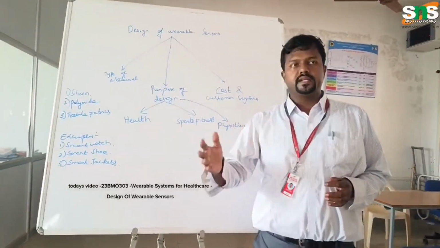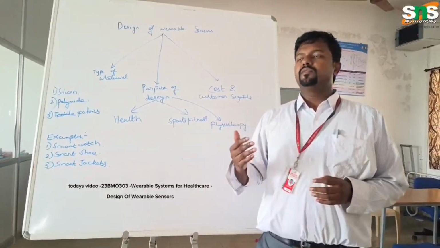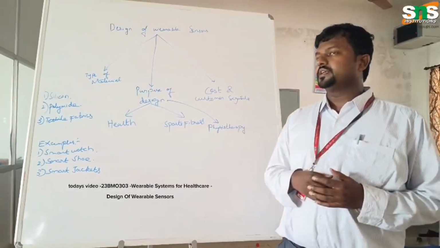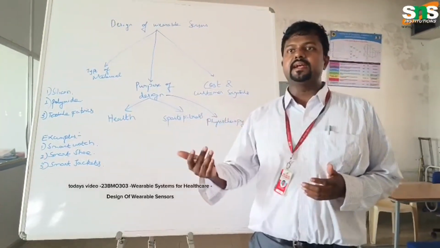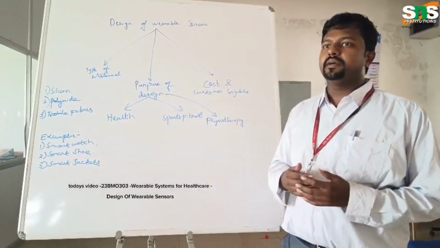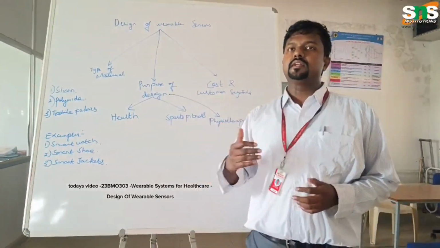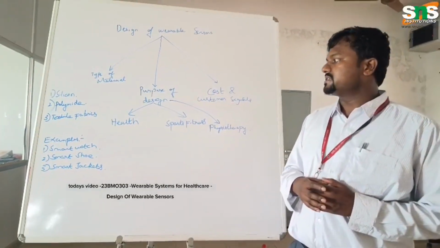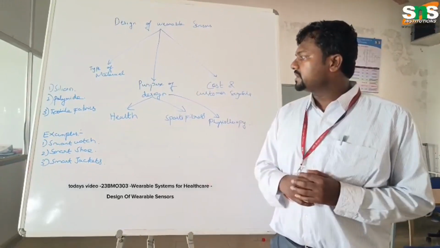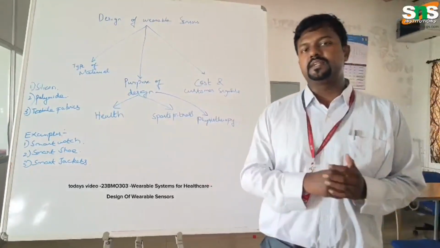The type of material is decided by what purpose we are using this device. For example, the material should be very handy, it should not get easily damaged, and it should be reusable. These are the three main points to be noted before the design of wearable sensors. The second point, the most important thing, is the purpose of design.